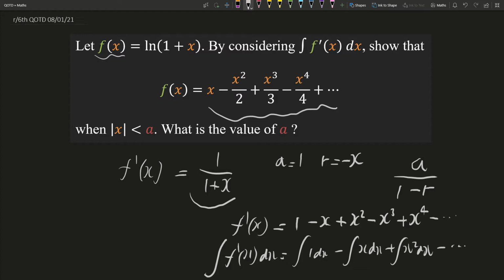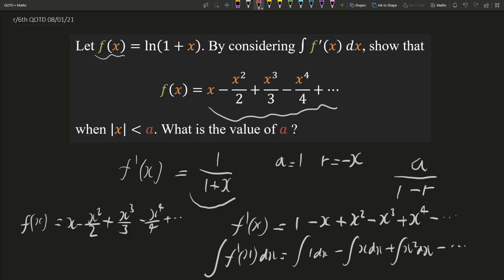minus, and so on. Considering the left side and the right side, we end up with f(x) equal to x minus x squared over 2, because we've added 1 to the power and divided by the new power. And here we've added 1 to the power, divided by the new power, and so on. And this gets us our expression that we wanted. When x is less than a, though, the modulus of x has to be less than a. And you will notice that if you put in certain values into here, the expression doesn't quite work out.